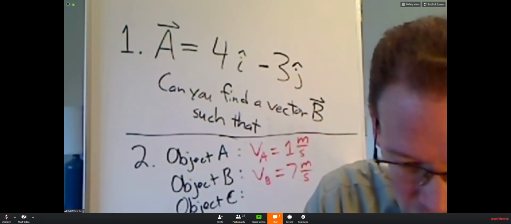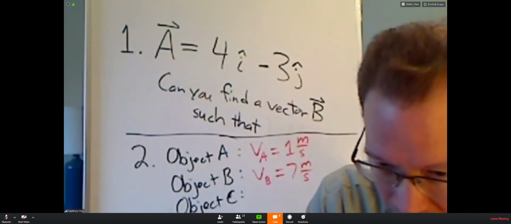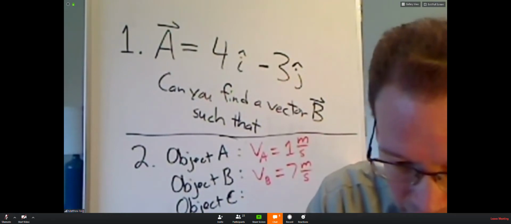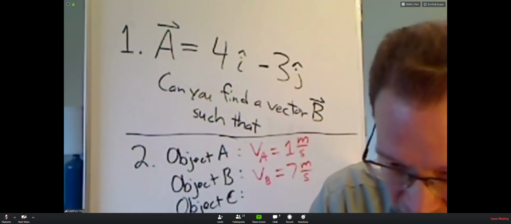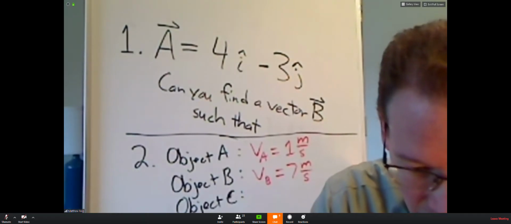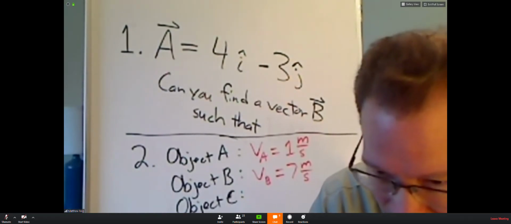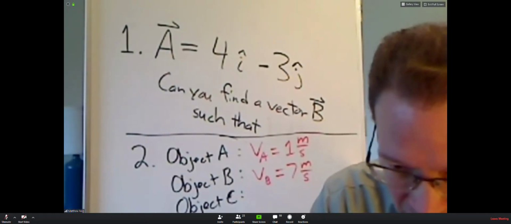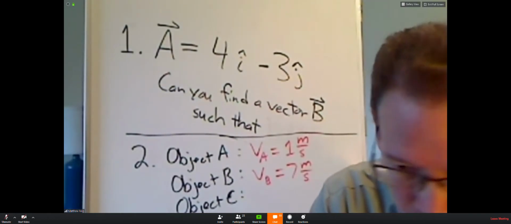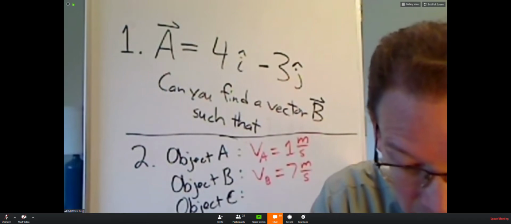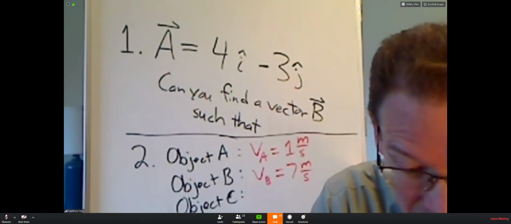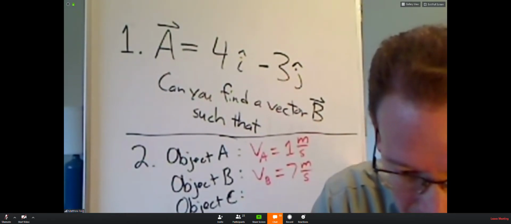So I'm writing this in the chat. Velocity of A equals 1 meter per second. Velocity of B is 7 meters per second. What should be the velocity of C so that it has a kinetic energy halfway between A and B?